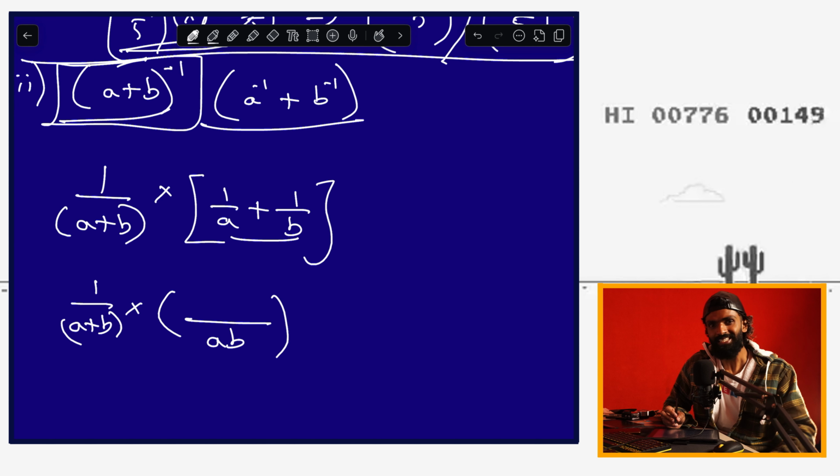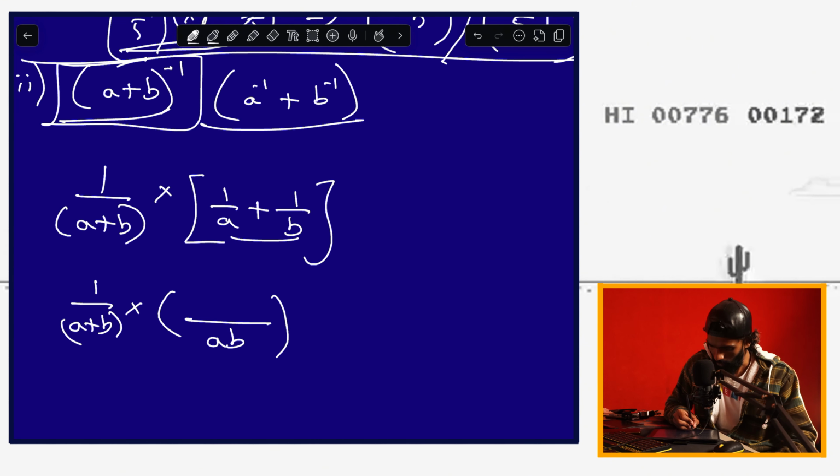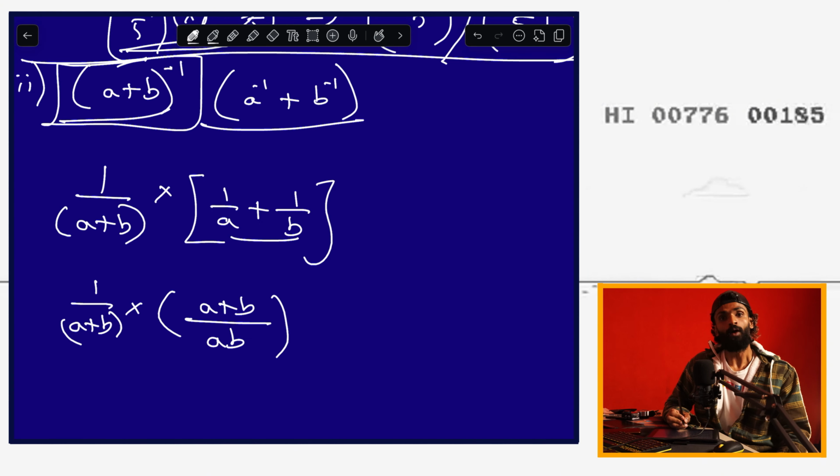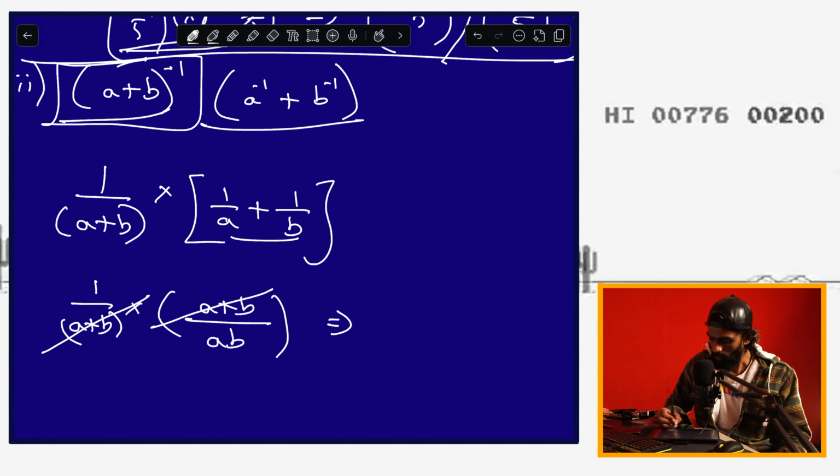Can I write b plus a as a plus b? Common sense. What is 2 plus 8? 10. What is 8 plus 2? 10. Similarly, I'll write it as a plus b. Now what's happening? In both the parts, the a plus b part gets cancelled. What remains is 1 by ab. This is your final answer.